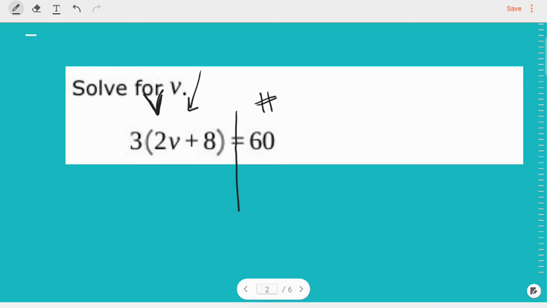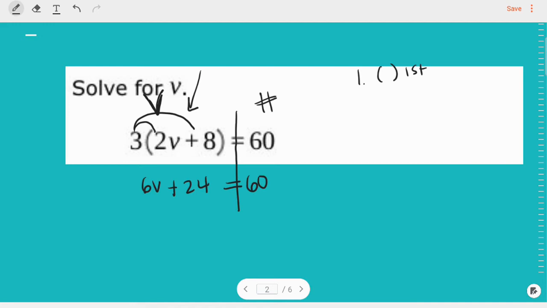What do I mean by simplify? Well, remember, parentheses, I can't get rid of anything inside the parentheses until the parentheses are gone. So remember, step number one, parentheses first. To get rid of those parentheses, we distribute. Remember, distribution is another name for multiplication. So multiply 3 times 2, which gives me 6v, and multiply 3 by the positive 8, which gives me positive 24, is equal to 60.